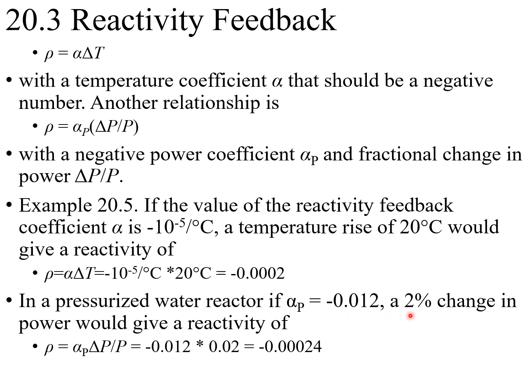Then we have a 2% change in the power, okay, a 2% increase of the power. Then your reactivity will be equal to this value, following this formula, alpha_P times delta P over P. Delta P over P is 2%. Then you get again a negative value. It means that if you have a certain power surge of 2%, then you automatically get the negative reactivity, and your power is going to automatically decrease and return to its original set point.